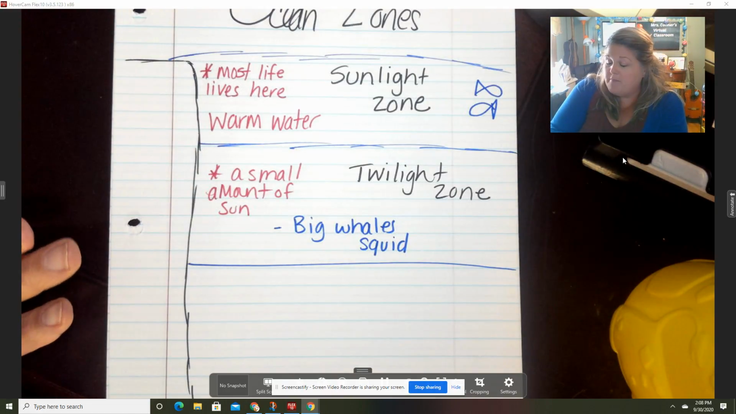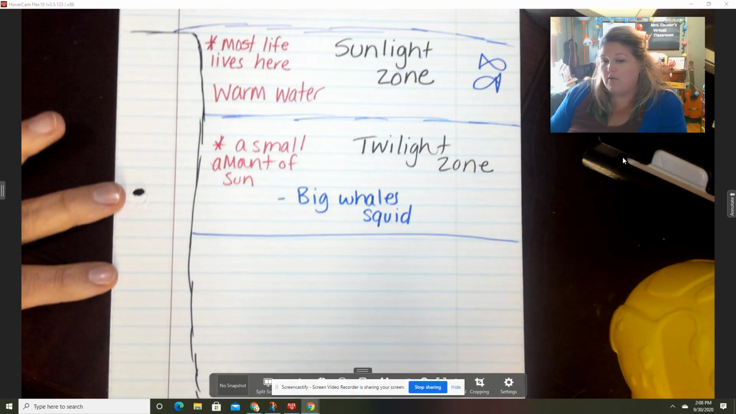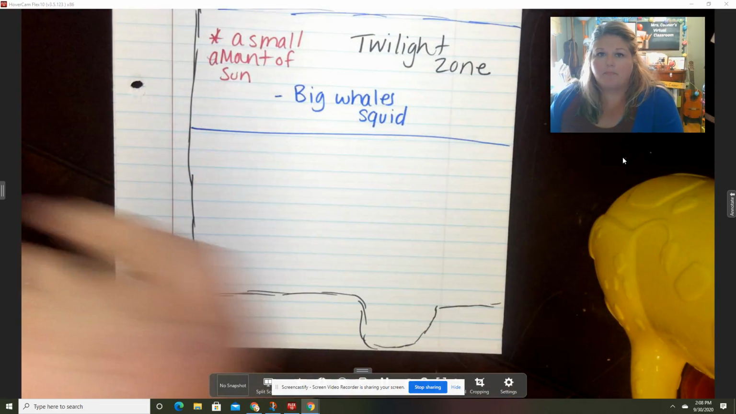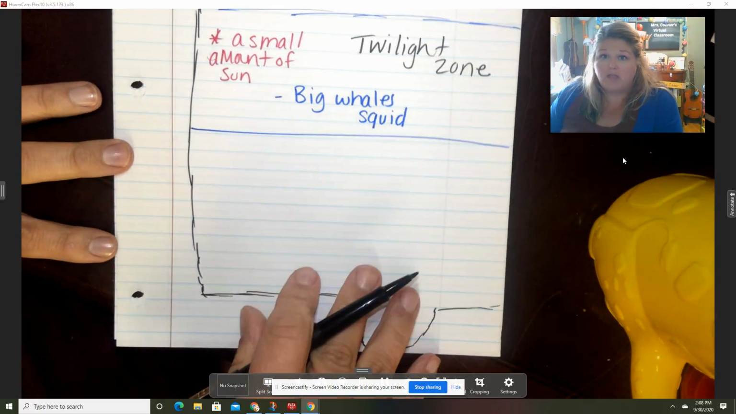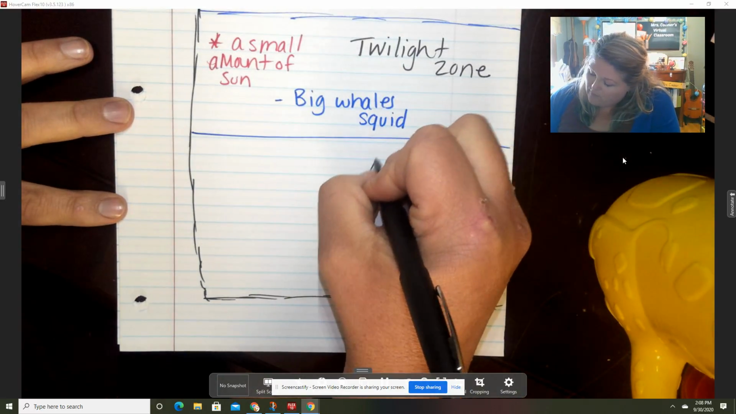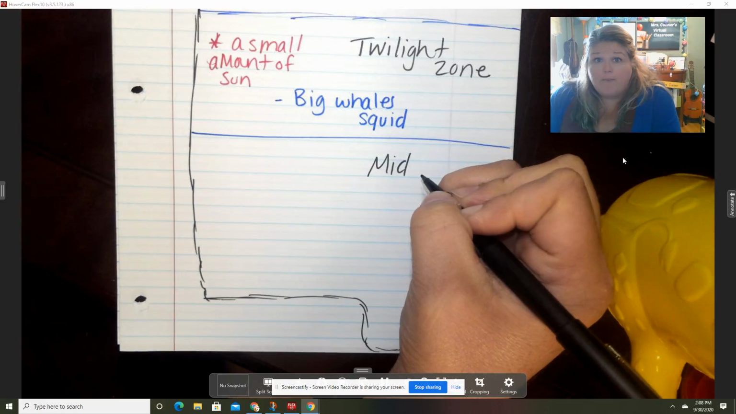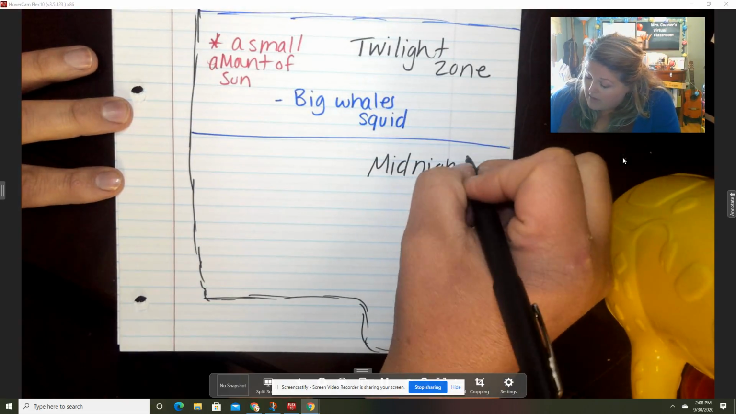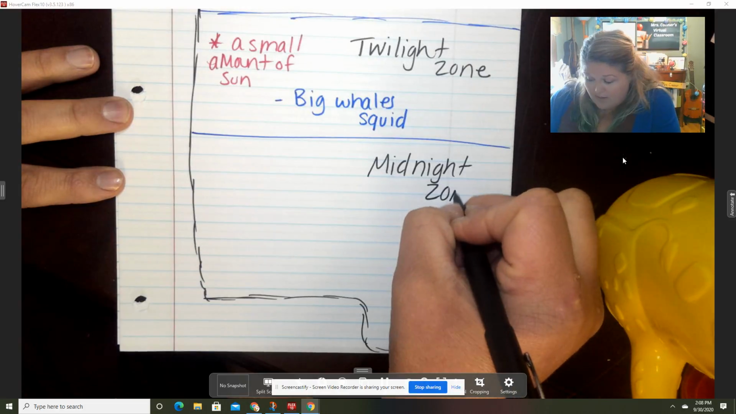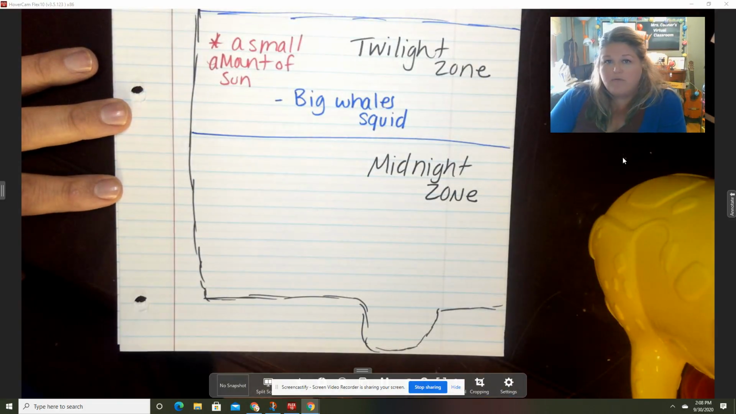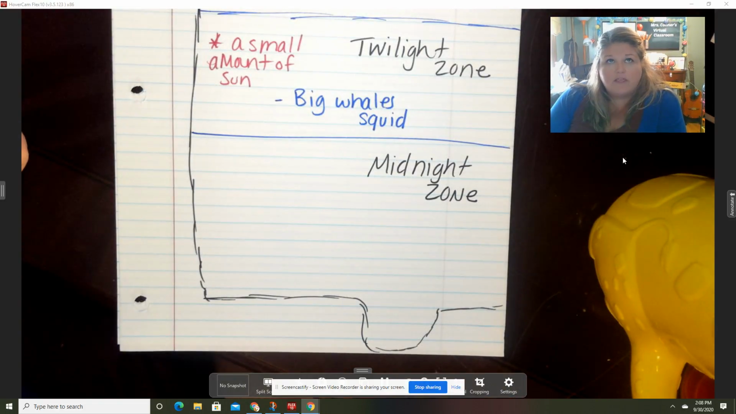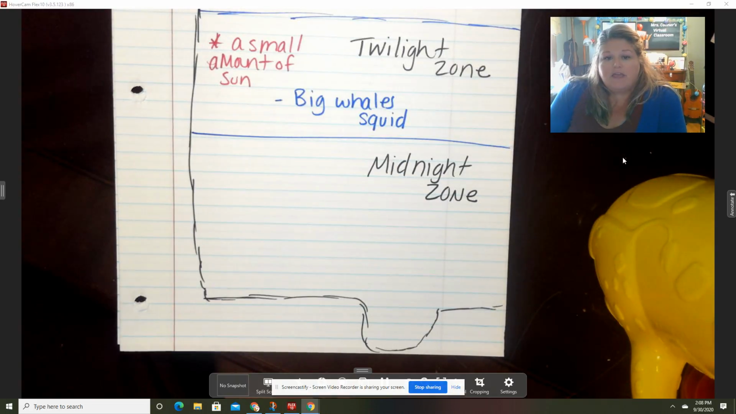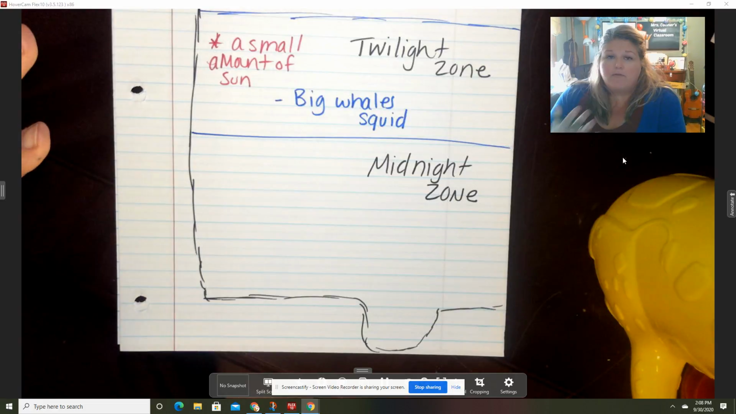And then the biggest part of the ocean, the one that has the most area, is the midnight zone. Now, if we were in class, I would ask, okay, somebody tell me why it's called the midnight zone. It's called the midnight zone because it's completely dark. Light doesn't go there. The only light that is there is the fish that can create their own light, bioluminescence.